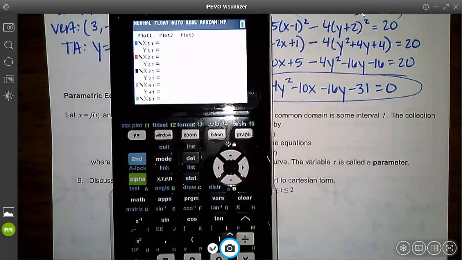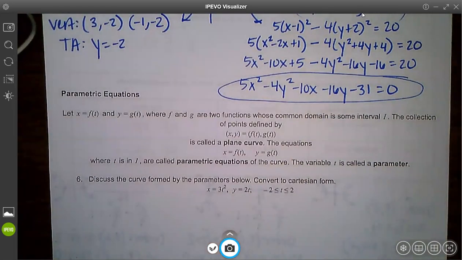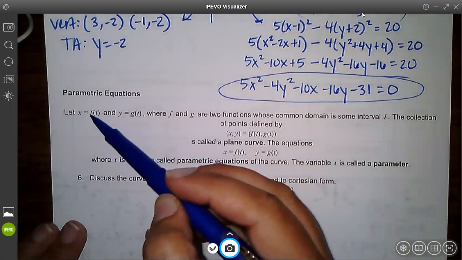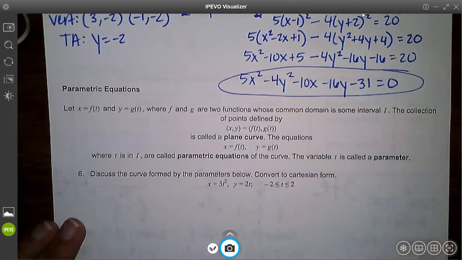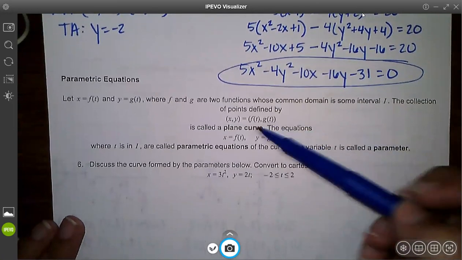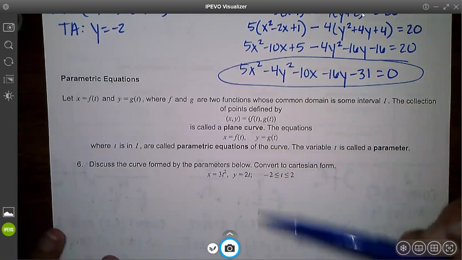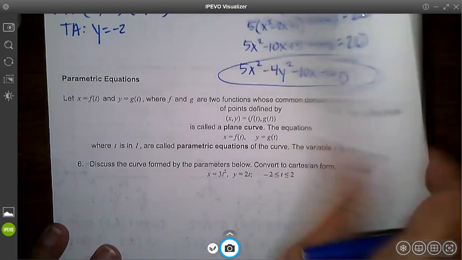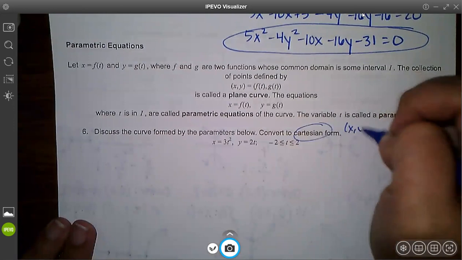When you look at this, it changes the way you put in graphs. Parametric gives us a third variable that is the same for each one. Typically, that variable is time. So let x equal f of t, it's a function of time, and let y equal a function of time, where these two functions whose common domain is some interval. The collection of points defined by xy is f of t at that x value and g of t. It's a plane curve. So we're going to discuss this and convert it to Cartesian or just xy form.